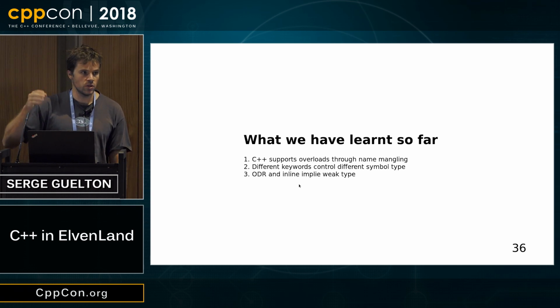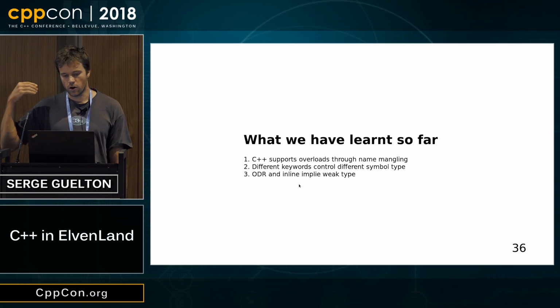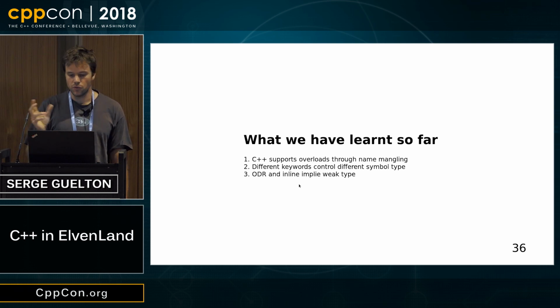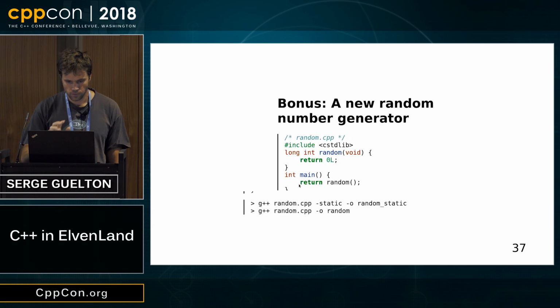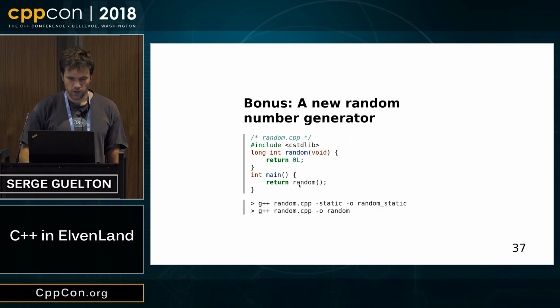Depending on the keyword you're using, static or inline, you get different visibility for your symbol. And the one definition rule and inline imply weak. That's the important stuff. So that's my custom number generator.